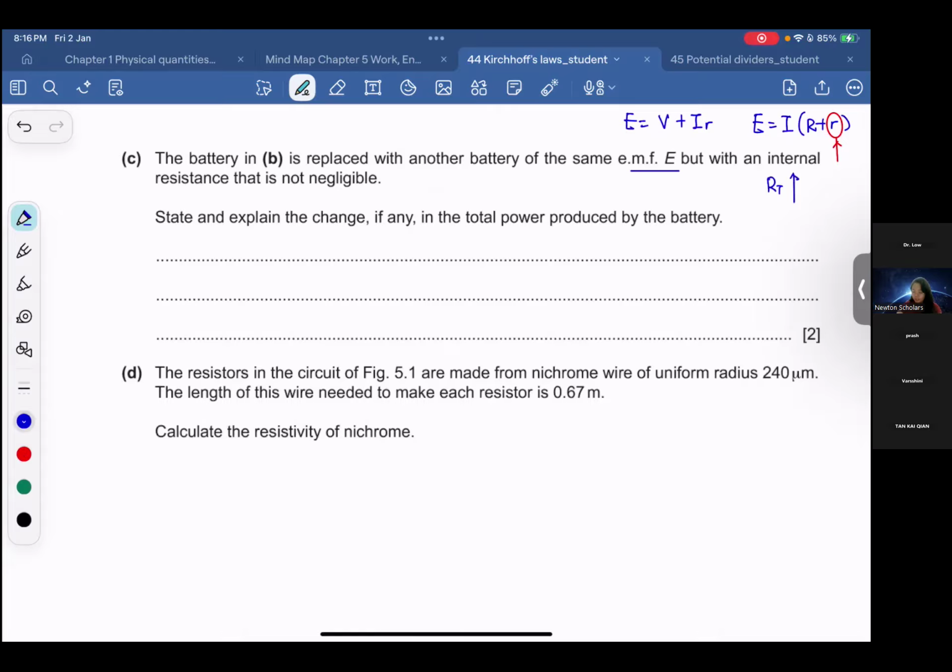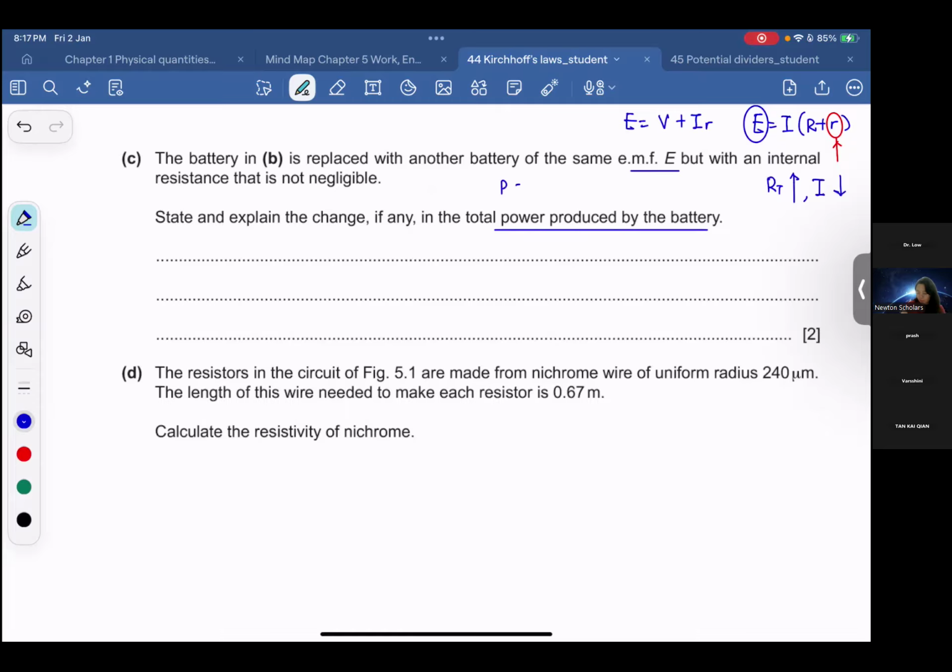Then here again, the EMF is the same, it's constant, it doesn't change. So your current in the circuit will decrease. Resistance increase, current decrease. Yes, very good. So when current decreases, power decreases. Yes, correct. Current is smaller. So what happened to your power? Power, we got three formulas. Either one also can.